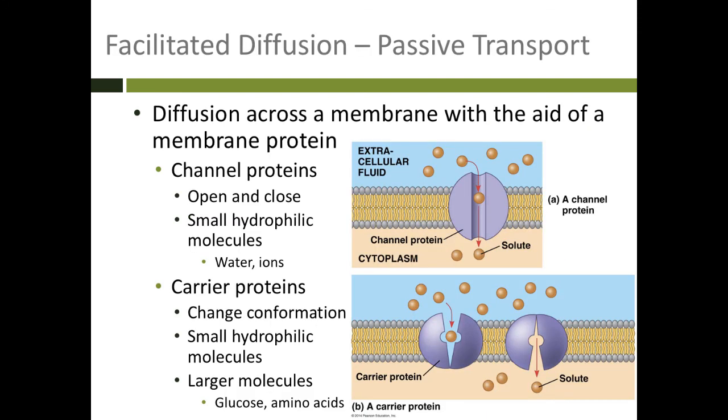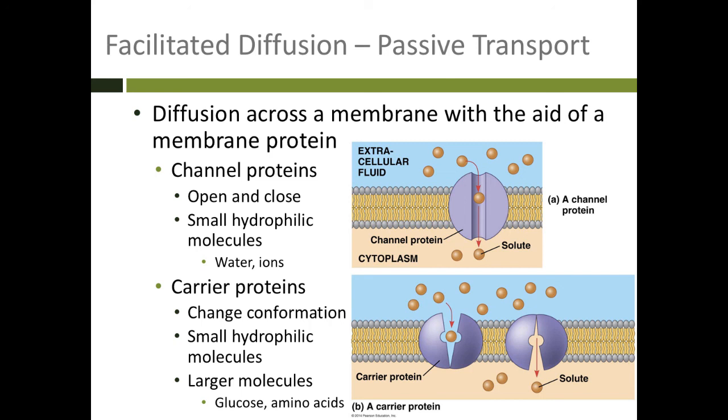The last type of passive transport we're going to talk about is facilitated diffusion. And the difference here is solute isn't going directly through the membrane. It can't fit. Maybe it's too big, maybe it's charged. And so you have to have a membrane protein involved. There's 2 types of those. One is a channel protein. This is going to open and close and allow small hydrophilic molecules to go through, things like water or ions.